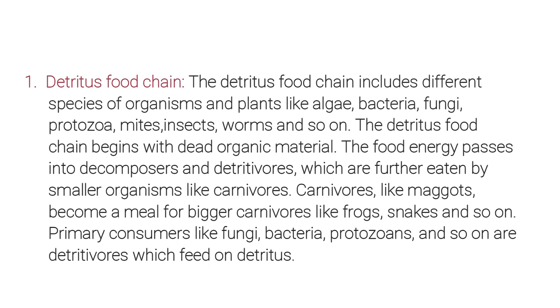The detritus food chain begins with dead organic material. The food energy passes into the decomposers and detritivores, which are further eaten by small organisms like carnivores. Carnivores, like maggots, become a meal for bigger carnivores like frogs, snakes, and so on. Primary consumers, like fungi, bacteria, protozoa, and so on, are detritivores, which feed on detritus.